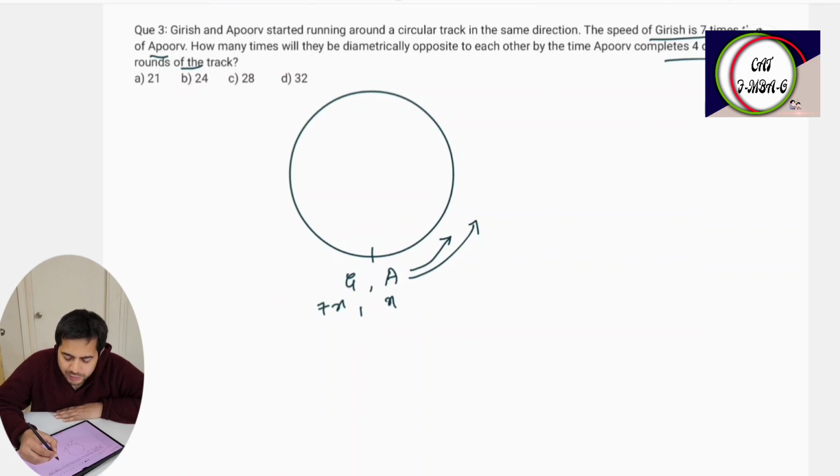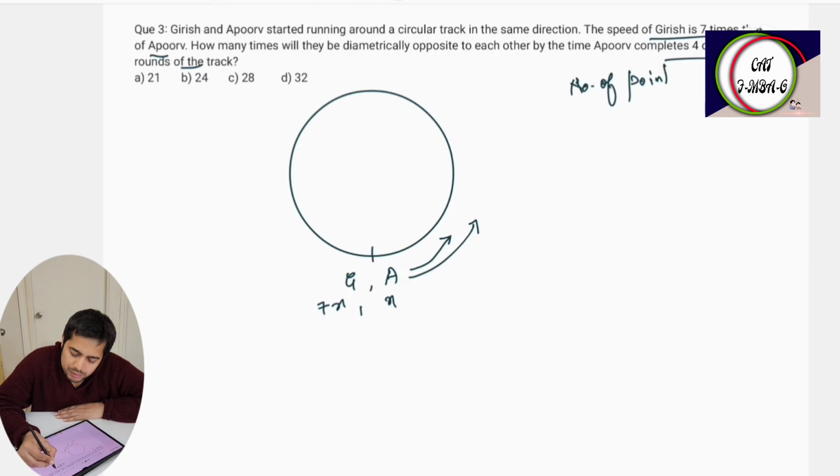In these kinds of questions, as I taught you in an earlier video also, if we want to find out the number of points at which two people will meet, the number of points is equal to mod of a minus b, where a is to b is equal to v1 by v2, the ratio of velocities reduced to the lowest possible numbers, if in the same direction.